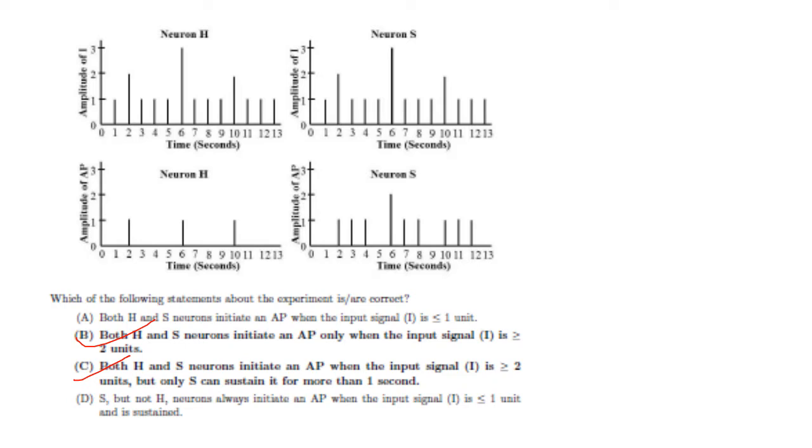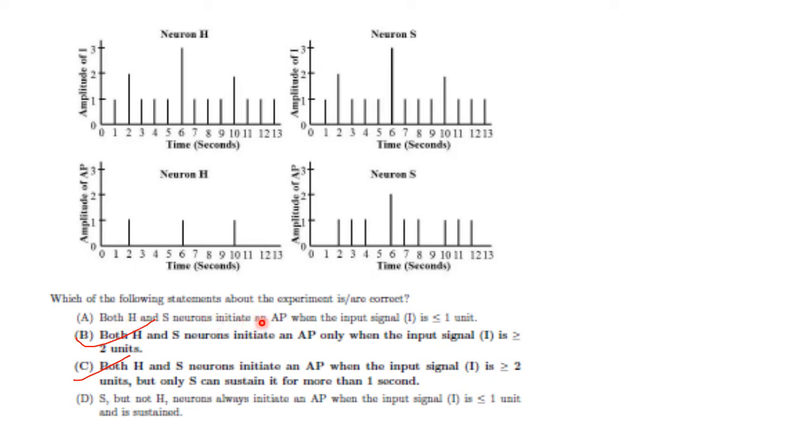This is the amplitude of I and this is the amplitude of action potential. AP is action potential. This is neuron H and neuron S. So which of the following statements about the experiment is or are correct?